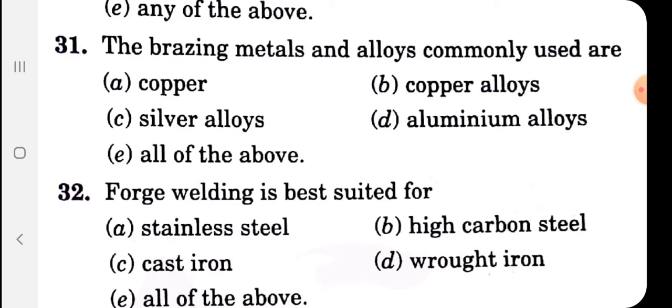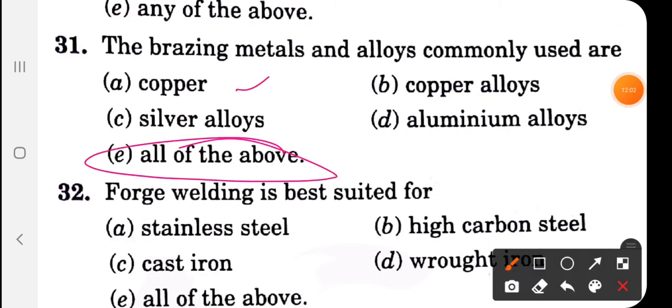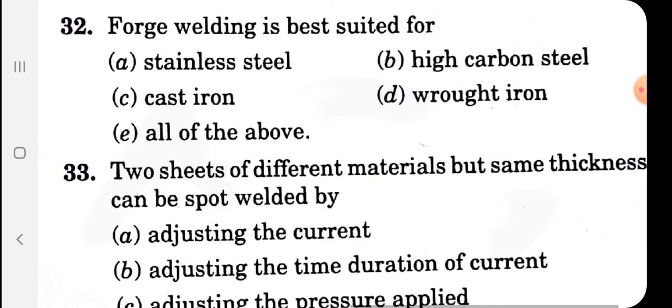Okay. The brazing metals and alloys commonly used are, so 31 is E, that is all of these above. Copper and copper alloys will be used, silver also, and aluminum alloys also. So 31 is D and E. Okay, all of these above.